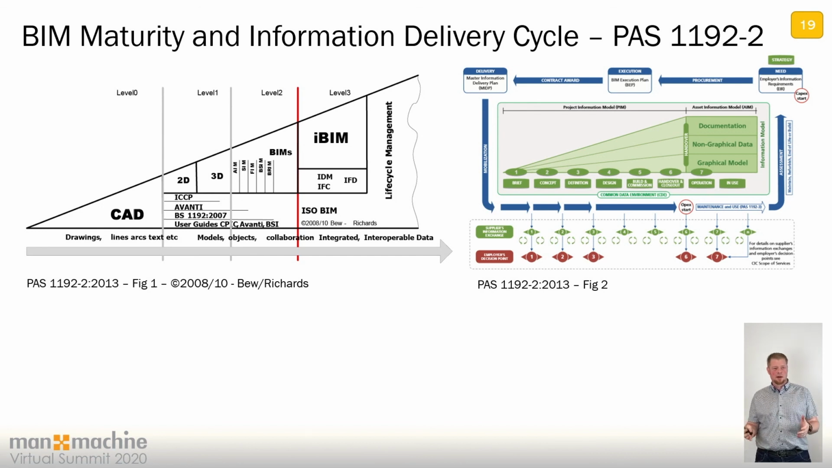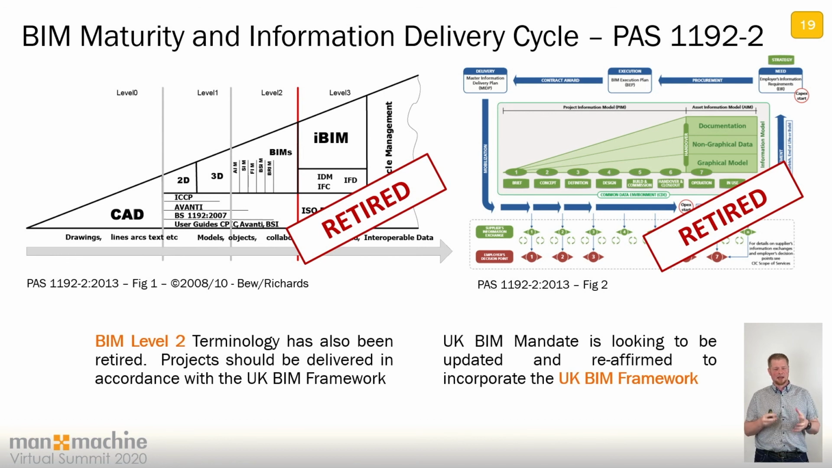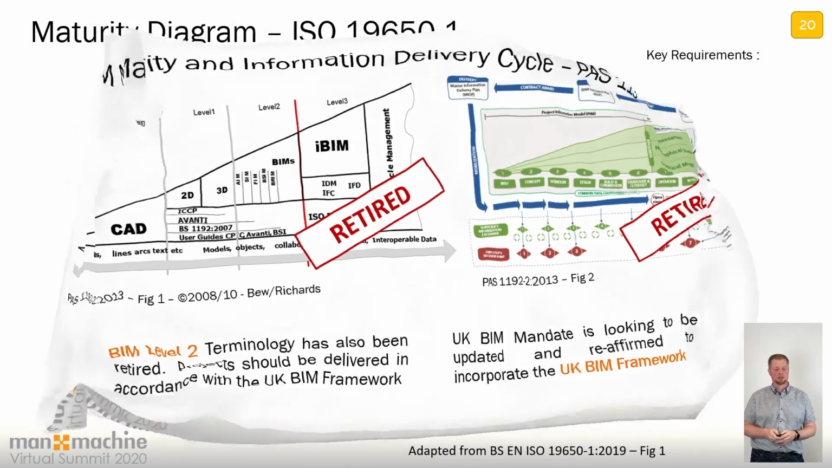Okay, so we have two diagrams on the screen now. We have what was the BIM maturity diagram, or what was known as the Bew-Richards BIM wedge, which was developed as part of PAS 1192-2. And also the information delivery cycle. Anybody who's been working within the industry should recognise these two diagrams. Because PAS 1192-2 has essentially been withdrawn, we now have some replacements for these. In line with that, this is also another way of pulling out that BIM level 2 terminology and moving it back towards the UK BIM Framework guidance terminology.